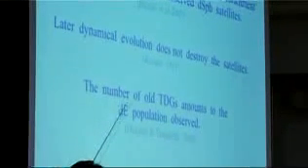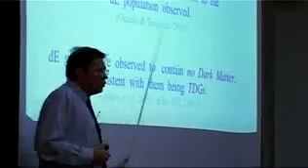Now today we know that the early star formation and chemical enrichment evolution is similar to the observed dwarf spheroidal satellites of these tidal dwarf galaxies. Today we know that later dynamical evolution does not destroy the satellites. We know today that the number of old tidal dwarf galaxies amounts to the dE population observed. We also know that the dE galaxies are observed to contain no dark matter, consistent with them being tidal dwarf galaxies.